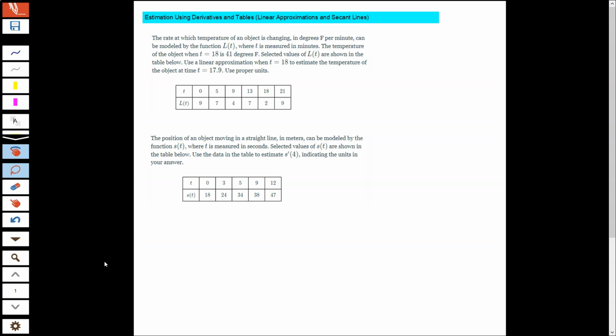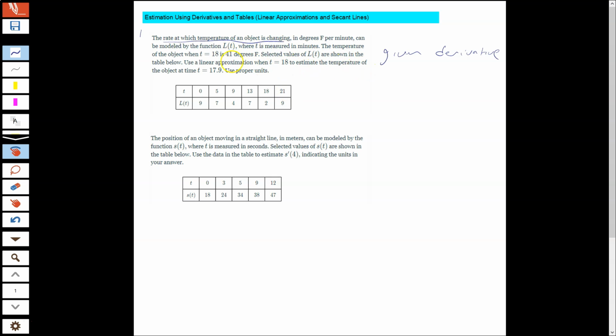Okay, team, the last lesson here on linear approximation is actually a lesson just about using derivatives to estimate in general. So you're going to see two types of tables problems in this lesson. The first is like problem number, we'll call it number 1 here. So notice I am given the rate at which the temperature of an object is changing. So in problem number 1, I'm given the derivative in the table, right? So L of t is a derivative.